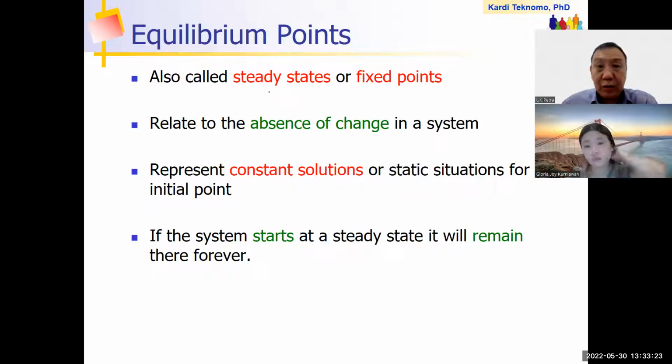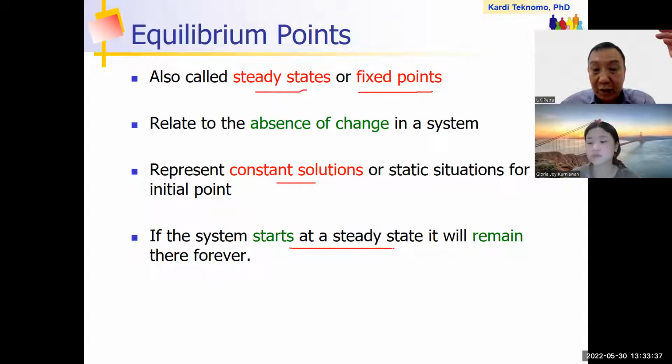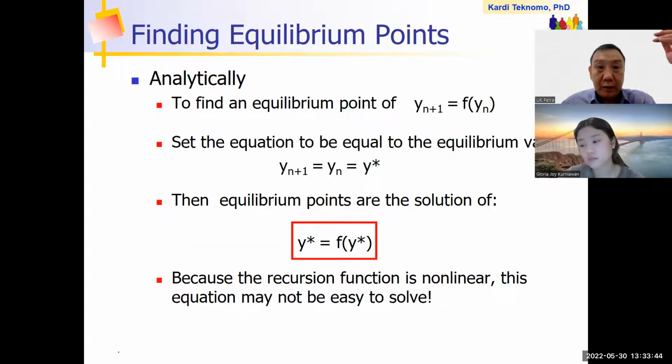Equilibrium point is sometimes called steady state or fixed point. What is that? There is no change, the absence of change. So it's a constant solution, a steady state solution. So when the system starts in a steady state, like in a Markov chain, it will remain there forever. Okay. So now how will we find the equilibrium point?